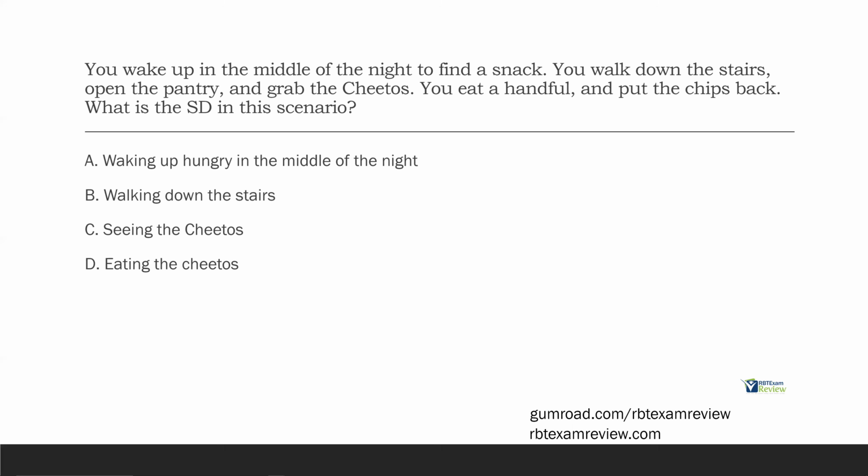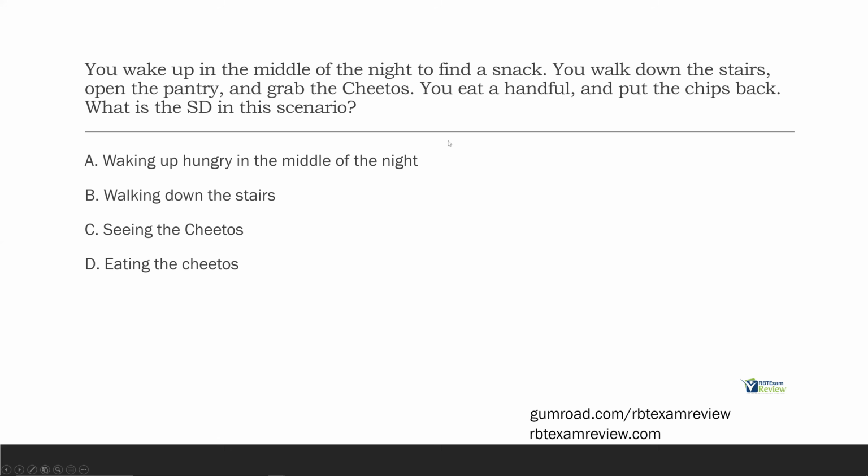So then you walk down the stairs. That's just a response. Open the pantry, a response, and then grab the Cheetos. Is walking down the stairs the SD? Well, no. There's no signal saying the snack's available. Opening the pantry? No. Grabbing the Cheetos? Well, now you have to see the Cheetos. Once you see the Cheetos, that's the SD, that reinforcement is available, okay?